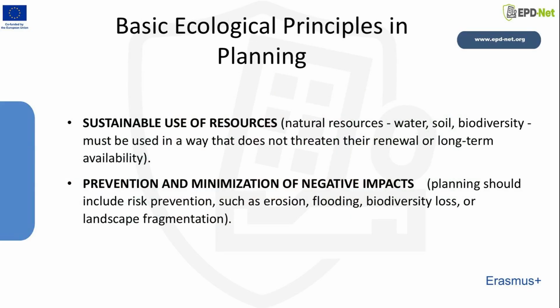A further key aspect of ecological planning is the sustainable use of resources. Natural resources such as water, soil, and biodiversity must be used in a way that does not compromise their ability to renew themselves or their long-term availability. This means carefully considering the limits of each resource and ensuring that human activities do not exceed the landscape's natural capacity. Sustainable use protects not only the current quality of the environment but also the well-being of future generations.